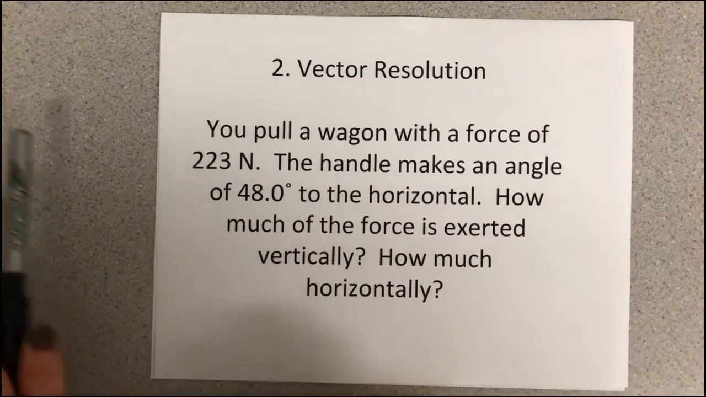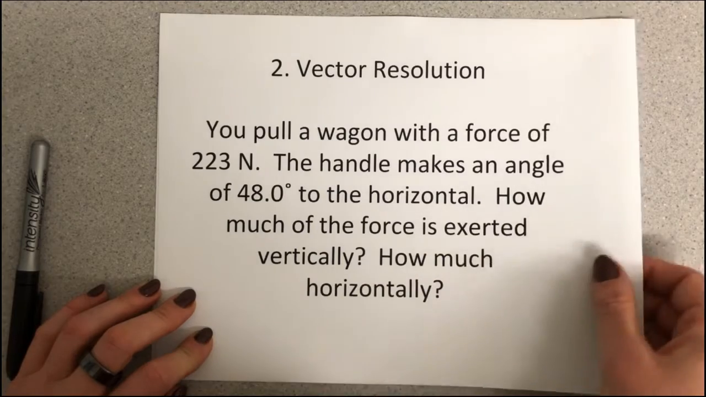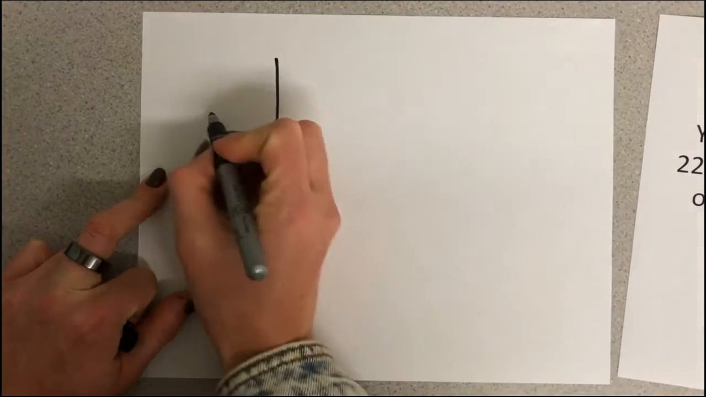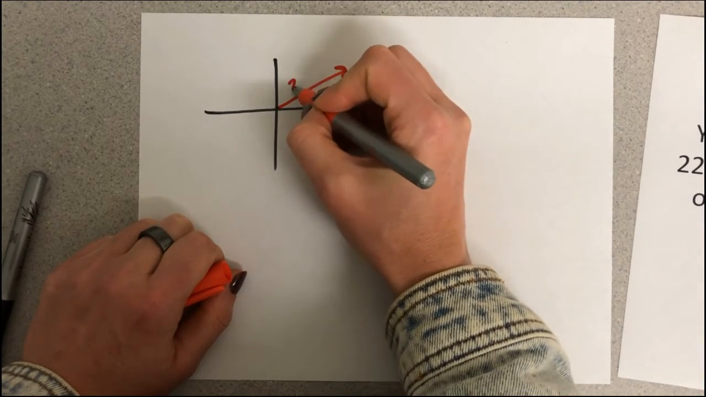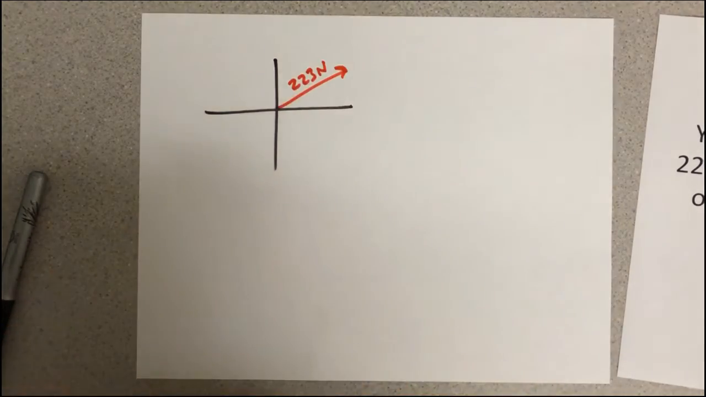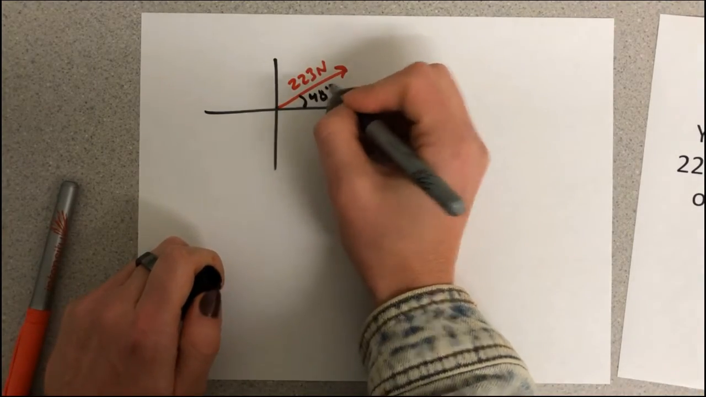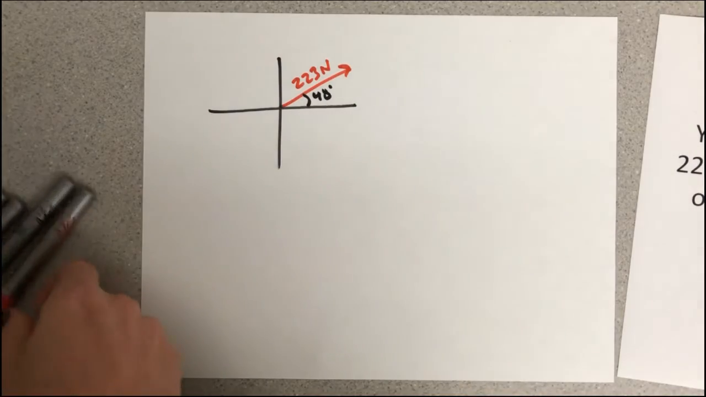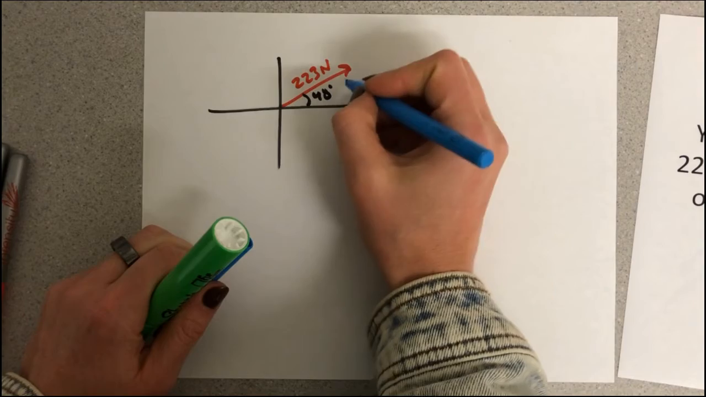Okay, number 2. You pull a wagon with a force of 223 newtons. The handle makes an angle of that with the horizontal. How much force vertically, horizontally? Right. So again, I usually start with my north, east, south, west. So it says you pull a wagon with a force of 223 newtons. So we're going to call this 223 newtons. And it makes an angle of 48 degrees with the ground, with the horizontal. How much force? Because it pulls both this way and this way, right? So we want to know how much force there is being pulled.